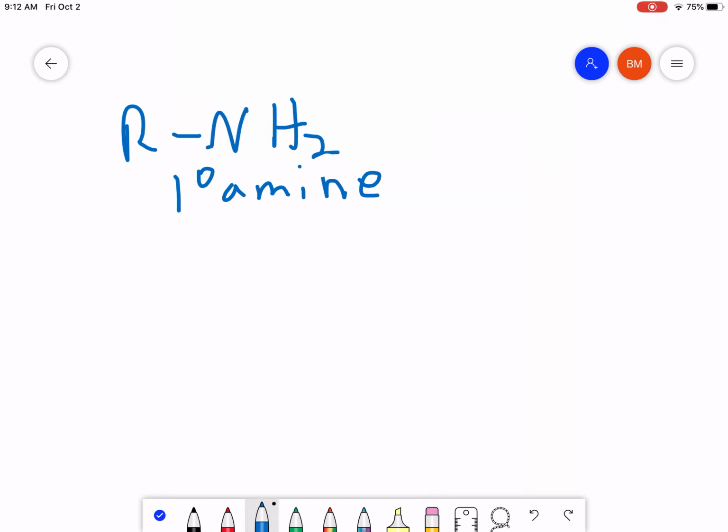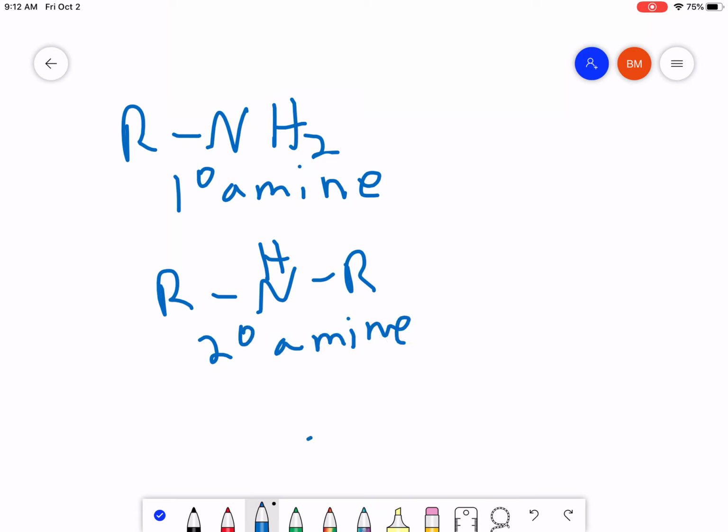Primary means if you have an NH2 group. Secondary means if you have an NHR group. And tertiary amines if you have an NR2 group. I'll write it there.